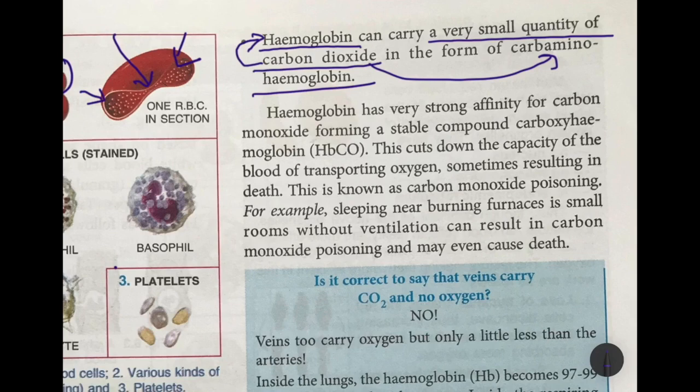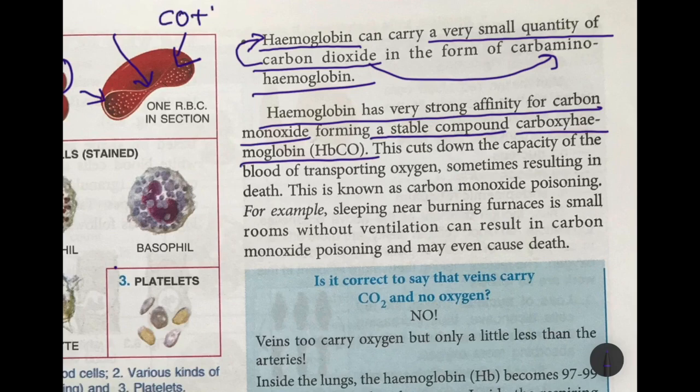And remember, I had already told you previously that maximum of the carbon dioxide gets dissolved in the plasma. Hemoglobin has a very strong affinity for carbon monoxide. Very strong affinity means it catches hold of carbon monoxide, and it forms a stable compound which is known as carboxyhemoglobin. Okay, when carbon monoxide combines with hemoglobin, it forms carboxyhemoglobin. It is a stable compound. That means carbon monoxide, once it catches hold of hemoglobin, it will not leave the hemoglobin.